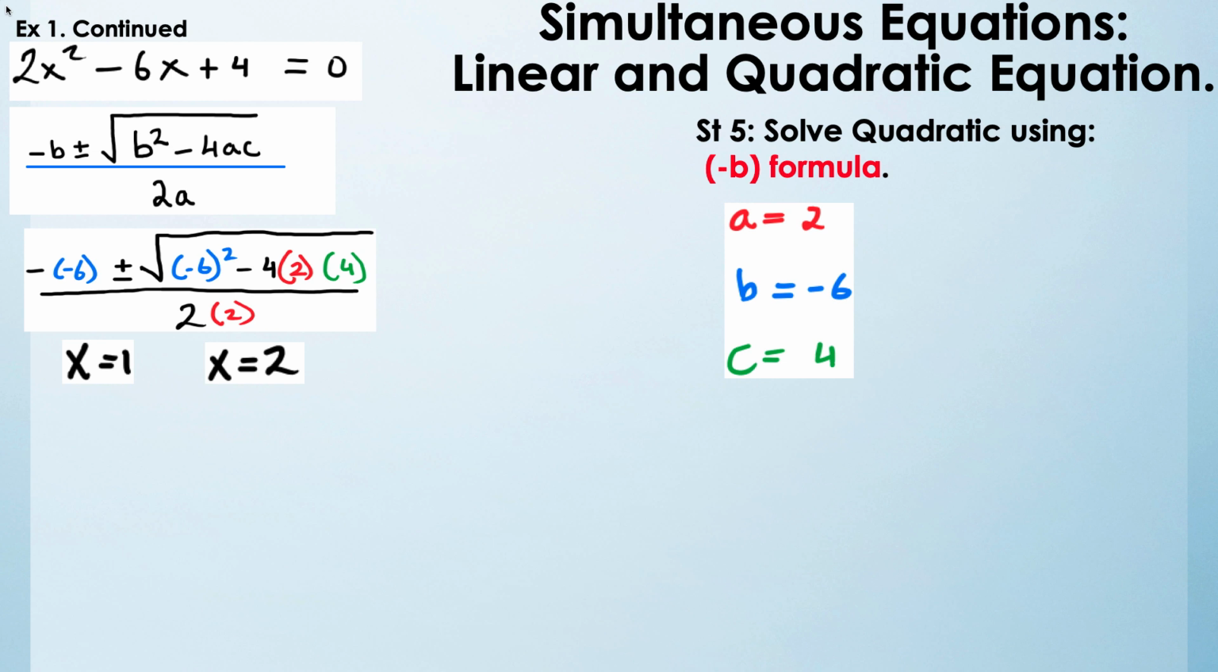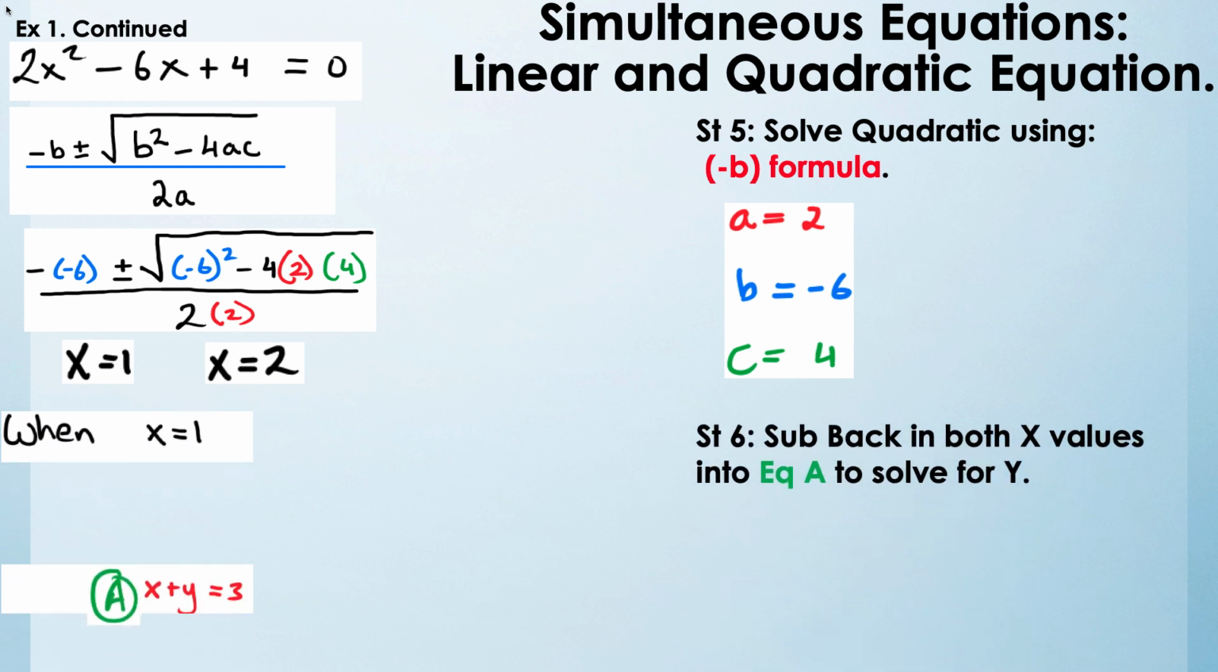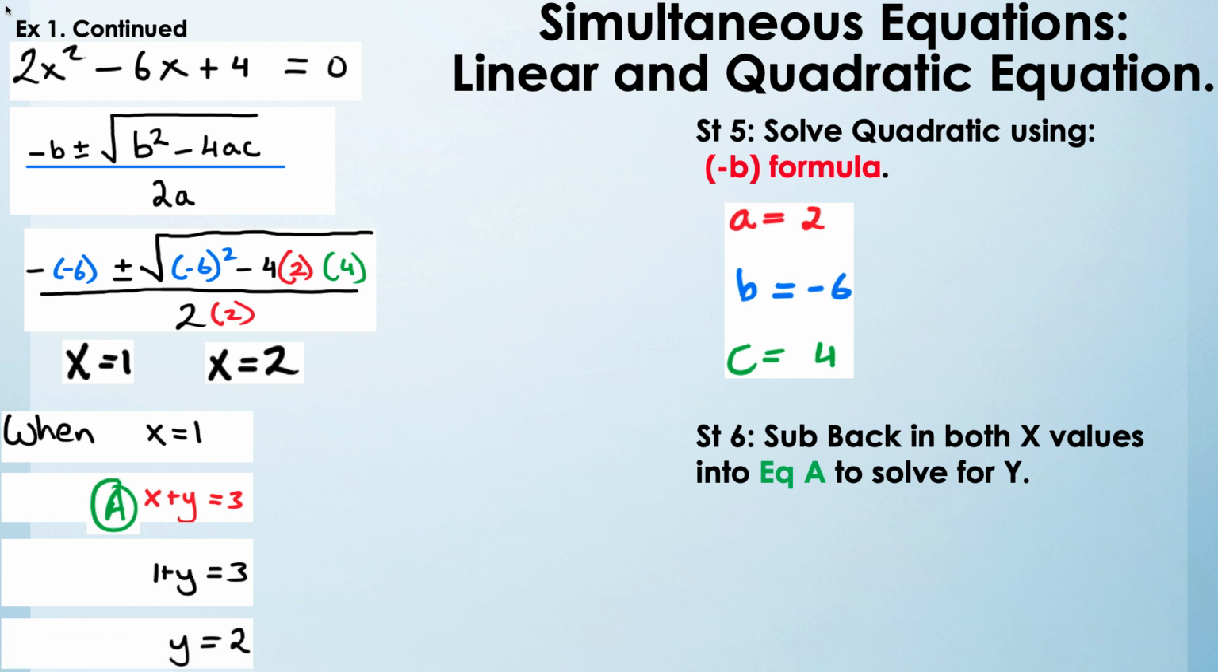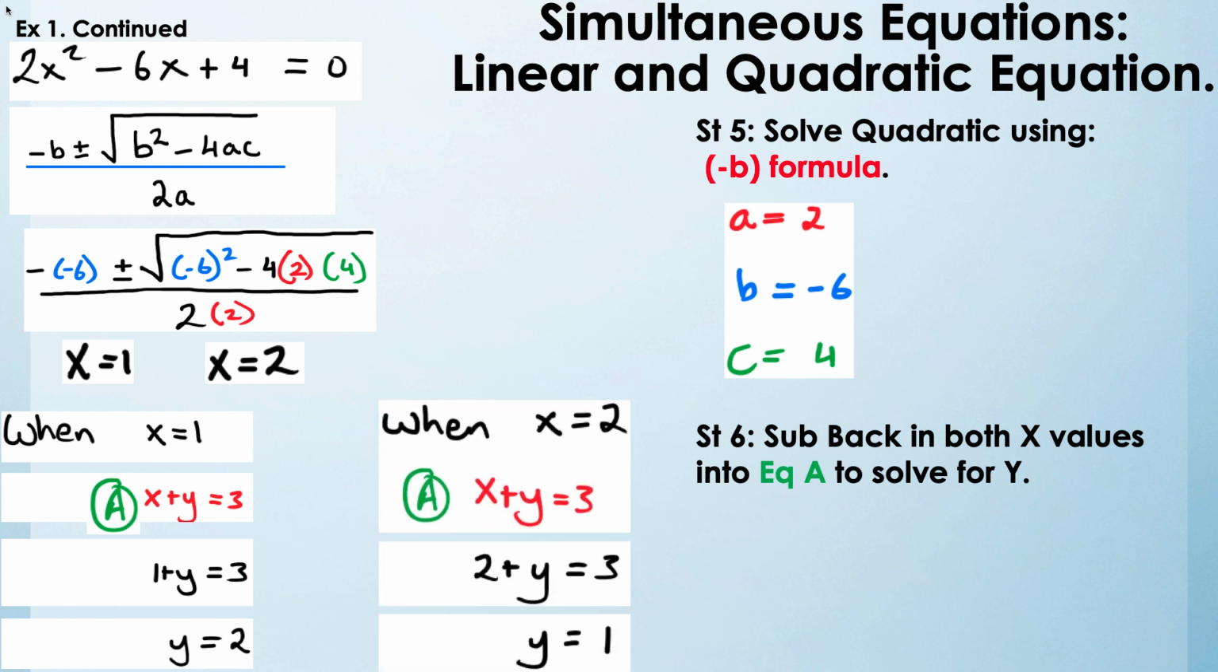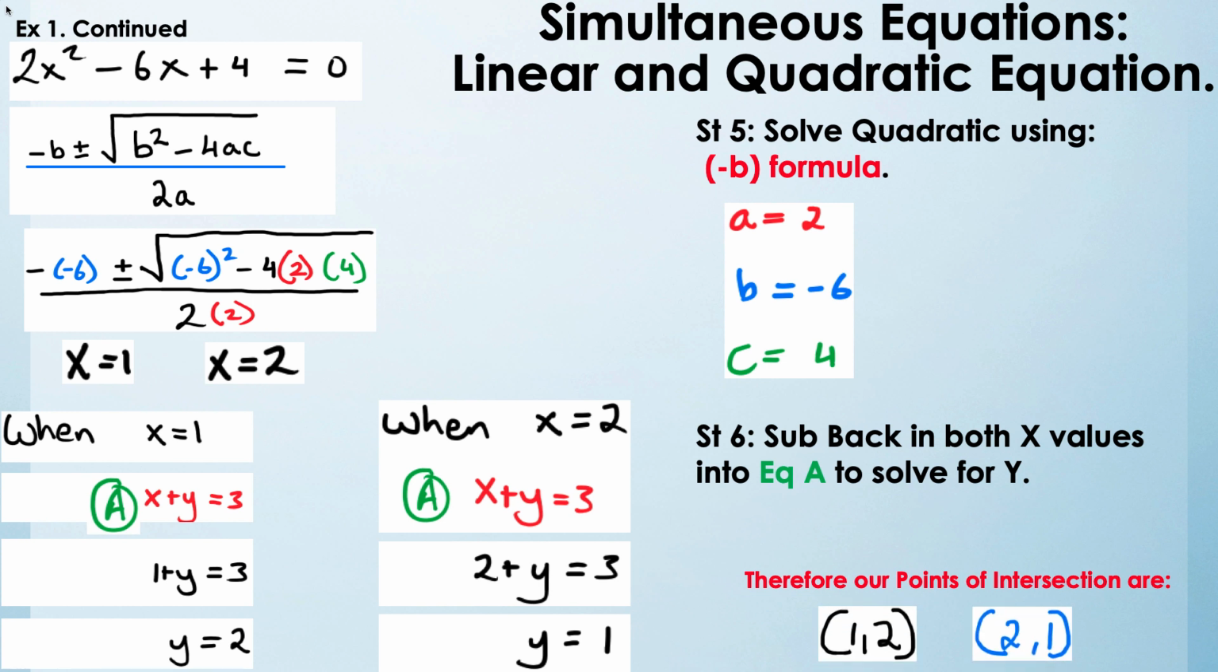What to do then? Sub it back into the top equation. What do you get? Y is equal to 2. And sub it into the other one. Y is equal to 1. So there I have my points. My points are (1, 2) and (2, 1).